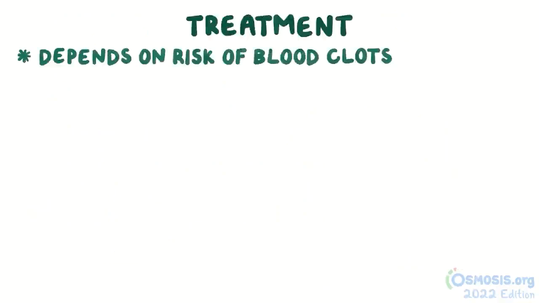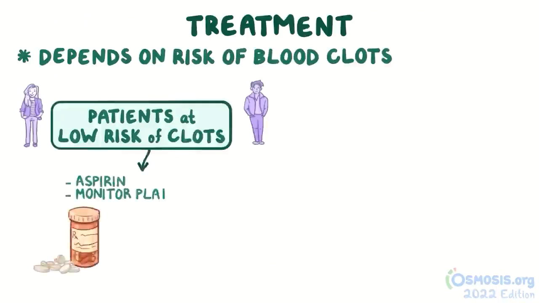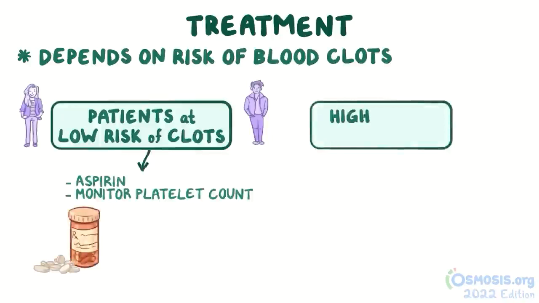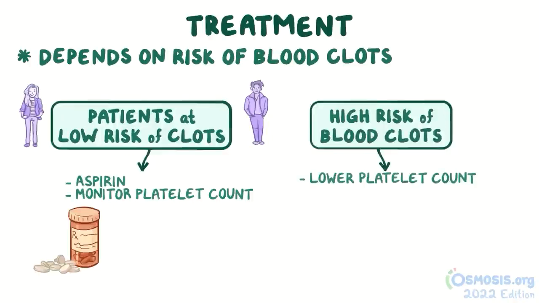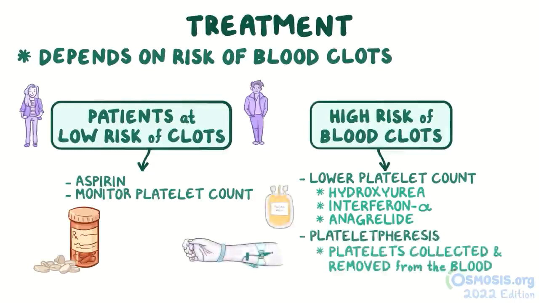Treatment of essential thrombocythemia depends on risk of blood clots. For young and healthy patients who are at low risk of blood clots or bleeding, sometimes we give aspirin and monitor the platelet counts. When the risk of blood clots is high, therapy usually involves lowering the platelet count by using medications like hydroxyurea, interferon alpha, and anagrelide. In individuals with extremely high platelet counts, platelet pheresis can be used. That's where platelets are collected and removed from the blood before the blood is returned to an individual.